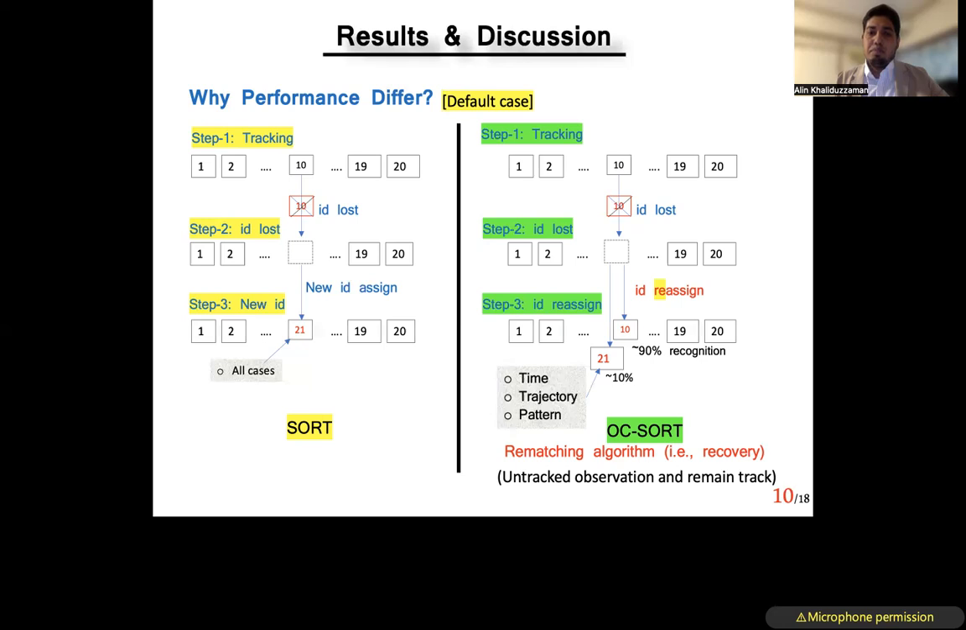Sometimes, like 10%, it fails even with OC SORT, because if the crossing is a very long time and the trajectory is very complex, like moving very fast in an unpredictable direction, OC SORT sometimes fails. So basically the rematching algorithm, or recovery part, of OC SORT makes the difference here. Let's move forward.